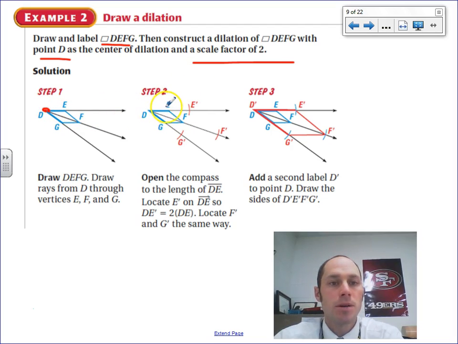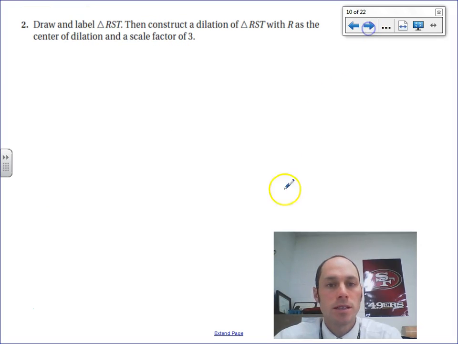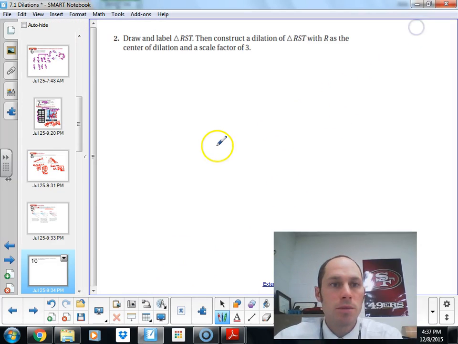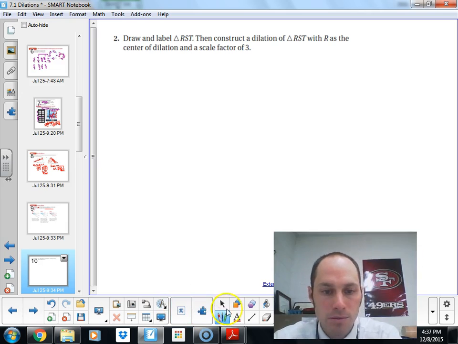And then we're going to take our compass, open it up, and since we want scale factor of 2, we just double that distance. So open the compass, mark off the same distance. And once we have those points marked off, we got our new figure. So let's try that. Get your compass out and play along at home.